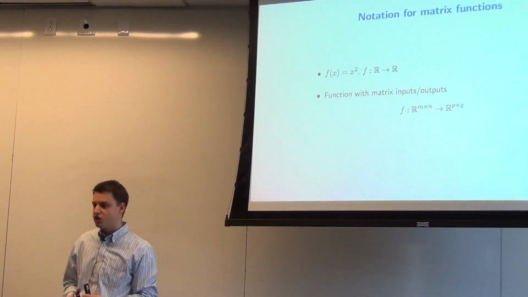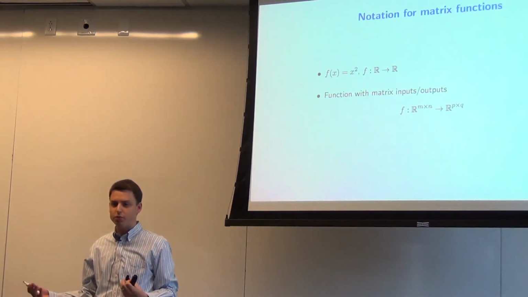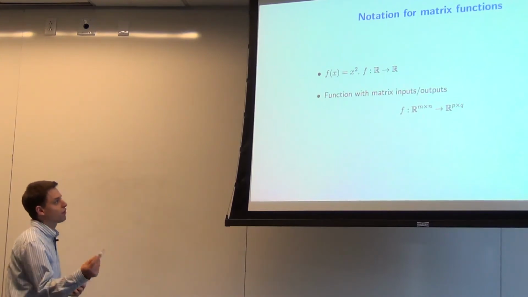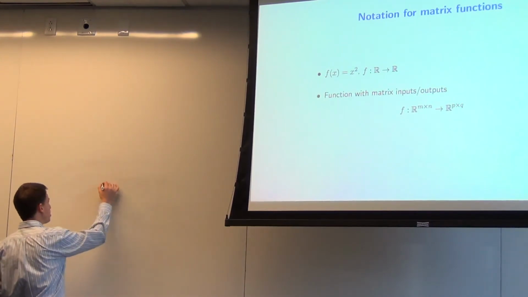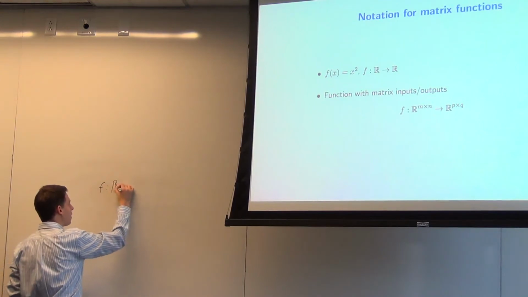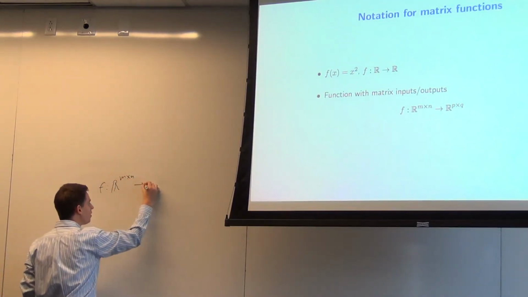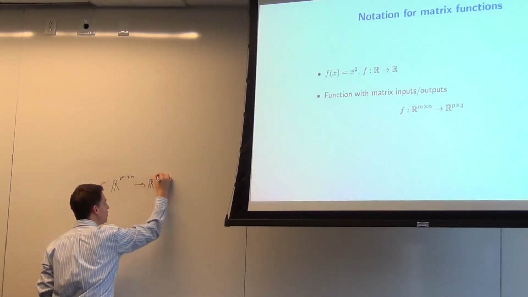But we're going to deal with functions that can really have arbitrary inputs and outputs, or arbitrary matrix valued inputs and outputs. So for example, a function could actually map m by n matrices to p by q matrices.